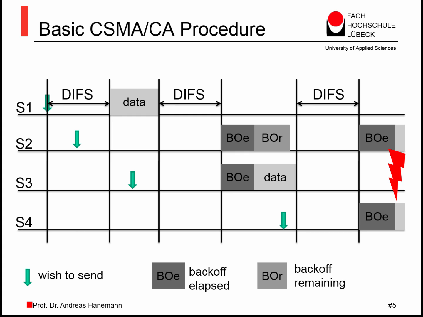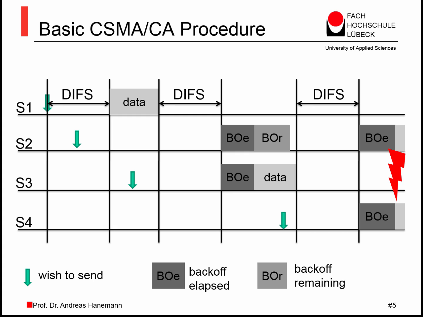The station wants to send the frame and starts to assess the medium at this point. If you see data in the drawing, then this means that a station actually sends data onto the medium. If you find backoff elapsed and backoff remaining, then these are times which are relevant internally in the station.